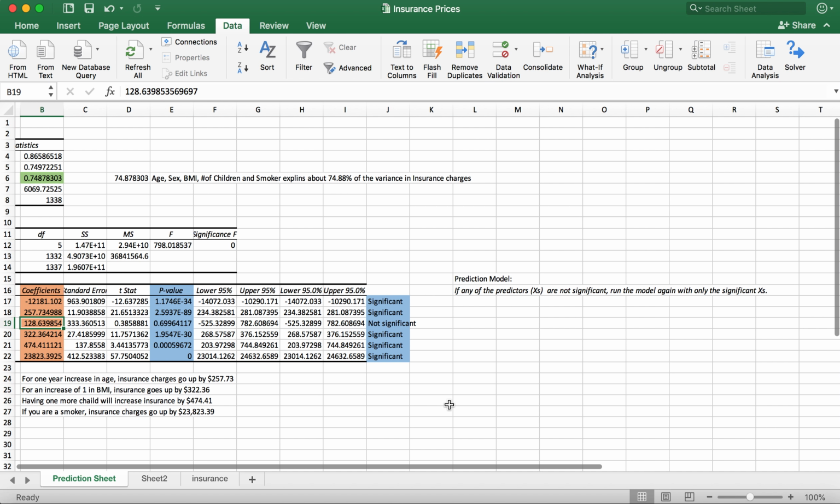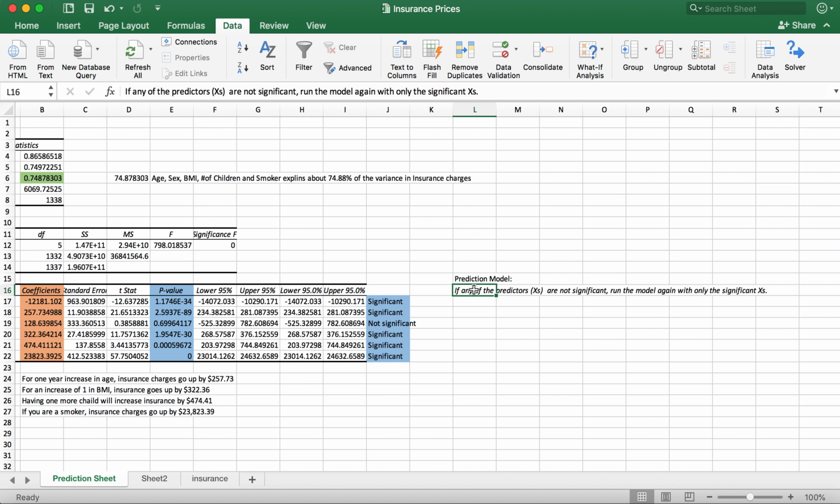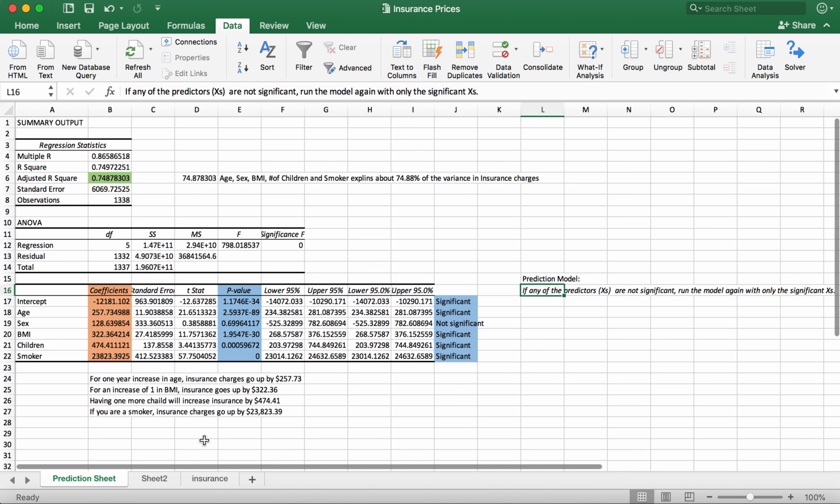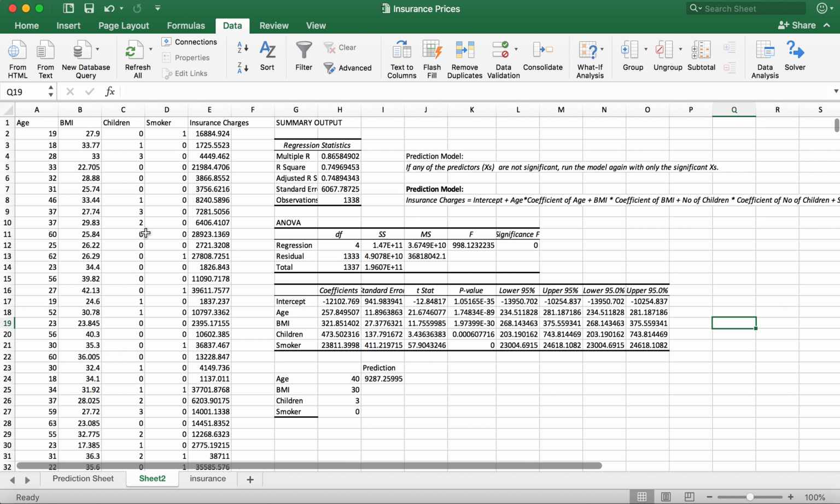said that if any of the predictors, the x's, are not significant, you have to run the model again with only the significant x's. So for the sake of brevity, I've reset the model again and taken out sex. Now you see we're saying insurance charges, because sex has been found to be insignificant in determining insurance charges. I'm afraid we had to take sex out. So we've got age, BMI, children, and status as a smoker as the four x's that define the y, which is insurance charges.